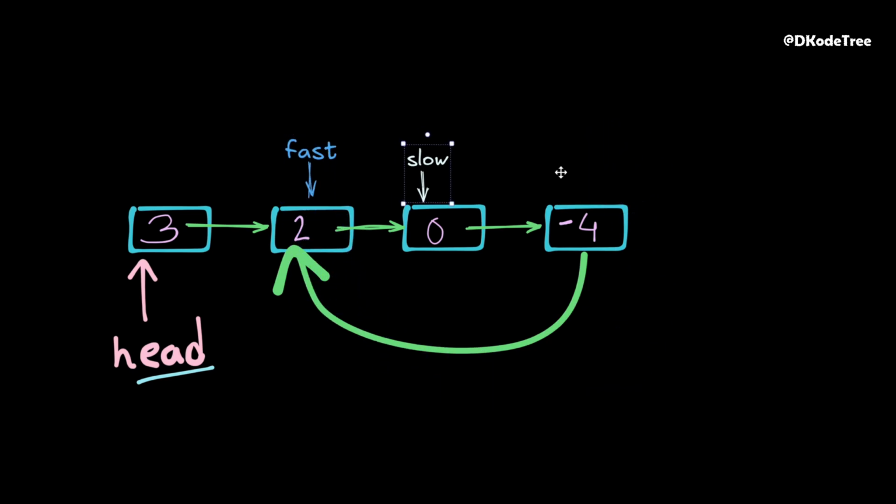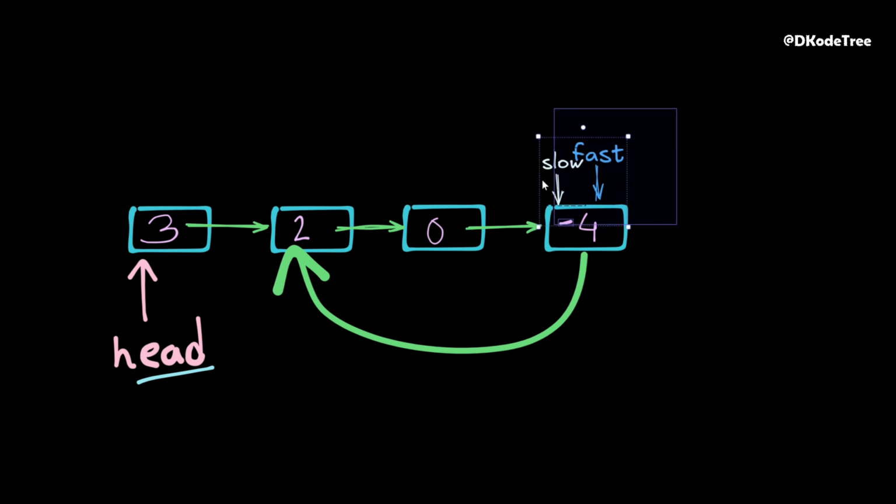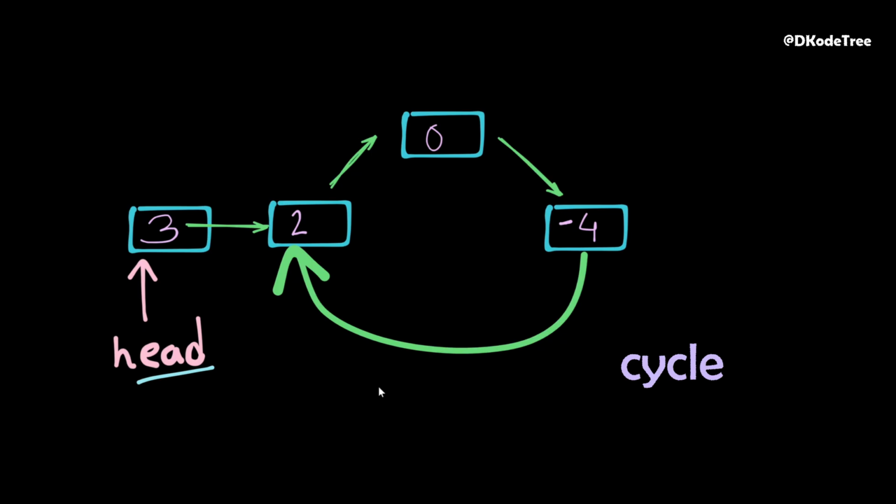Now again we will move slow by 1 and fast by 2. So now slow is at -4 and fast will move to -4 as well. So at this point you can see that slow and fast are again at the same position. This implies that they are in a cycle as per the algorithm. So we know that this example has a cycle in it. Now why it worked is actually very interesting.